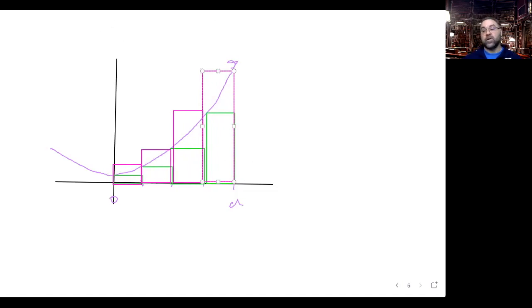But sometimes your instructions will say left-hand sum, right-hand sum, and then figure out which one is the upper and which one's the lower. Just check and see, is the function increasing or decreasing on the interval? Now, if it's both increasing and decreasing in the interval, well, then you've got your work cut out for you, because you've got to figure out which one has more over or under. But that's the idea. So whether the rectangle is inscribed or circumscribed will change whether you have an upper or lower sum.